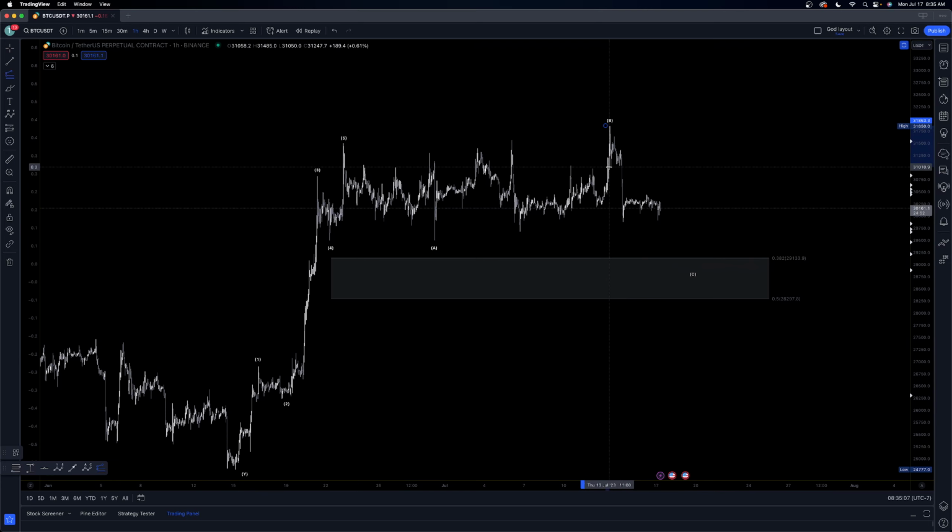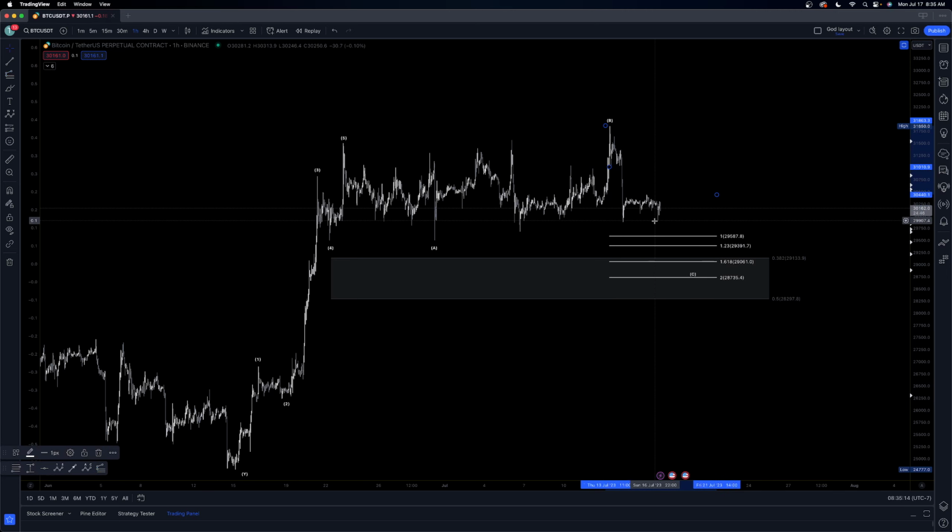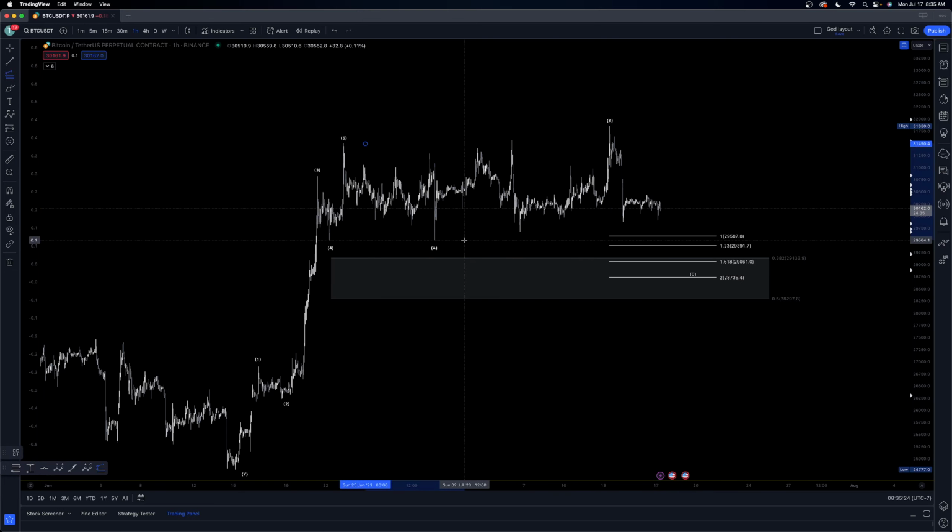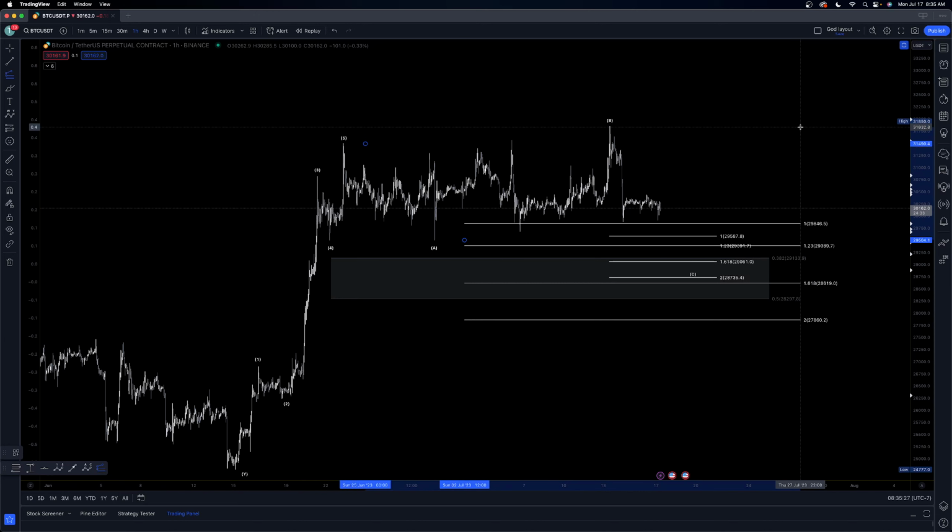So 1, 2, 3 right here. And then here's that 4, 5 down into these areas, which matches the 382. And then this also matches the actual ABC targets, which would be right down here. You see that 1.23, 29.4. Perfect confluence there. However, it does not match the 382.